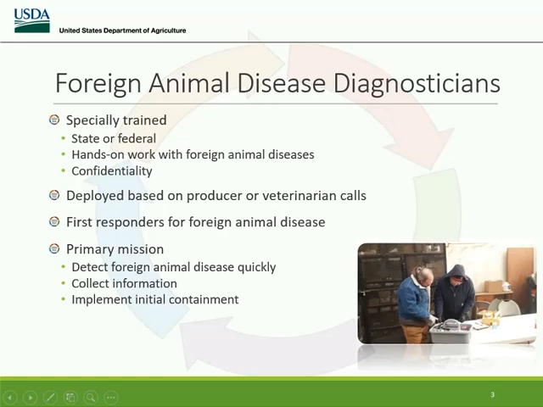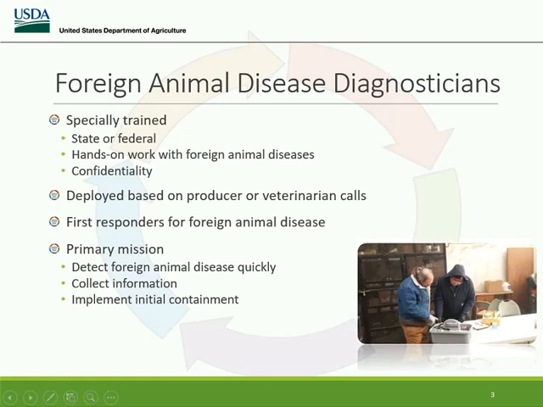Oftentimes they're referred to as the first responders for foreign animal disease because their diagnosis, the samples they collect are really the pivot points on whether or not we go forward with a response or a foreign animal disease is identified. However, I'd like to put a caveat on that: the true first responders are the producers and the animal health professionals they work with.